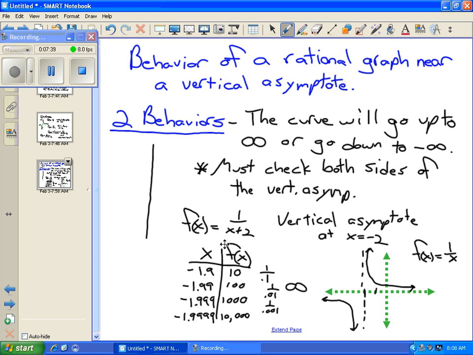Let me give you one that you can do and figure out what the behavior is on your own. Let's do f of x equals 2 over x minus 3. Try this one on your own. Figure out what the behavior is from the left and the right, wherever the asymptote is. Is it going up to infinity? Is it going down to negative infinity? What's going on there? All right, and we'll go over that in class.